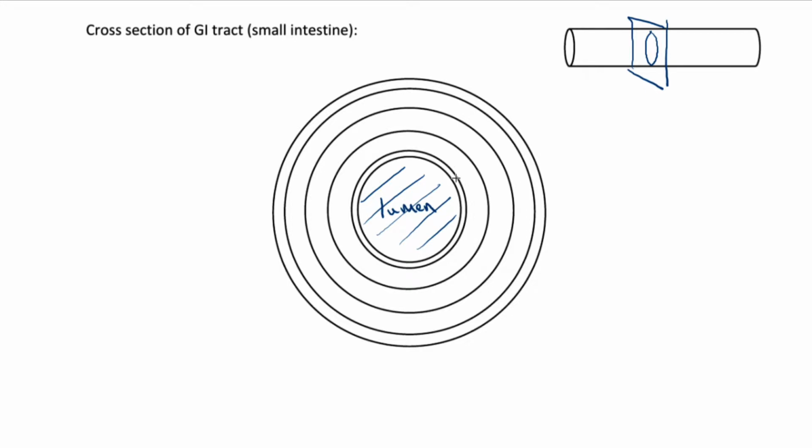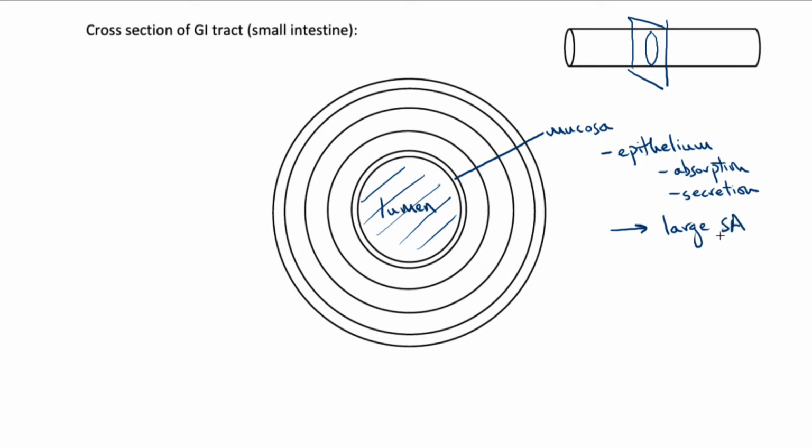So here's the lumen in here, and this is where the food is being digested. The first layer here is called the mucosa, because it is a mucous membrane and secretes mucus. And that has on the inside an epithelium. An epithelium is a single layer of cells, and that's what's doing the absorption and doing the secretion. And the mucosa has a very large surface area, in order to be able to absorb lots and lots of nutrients.